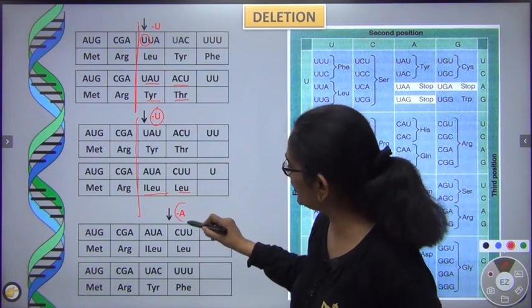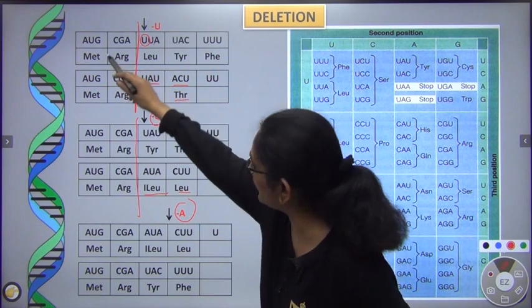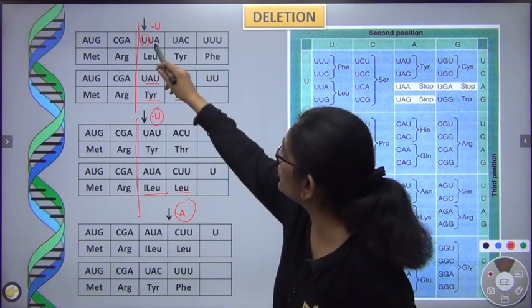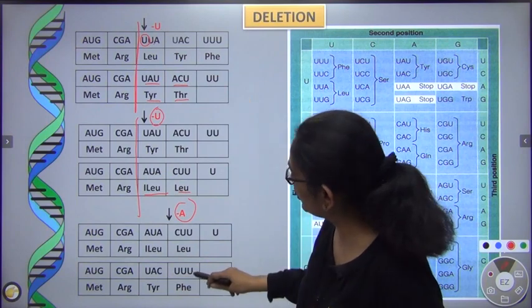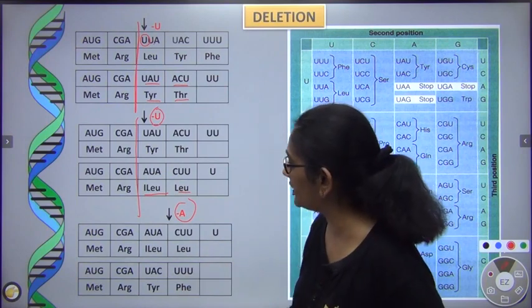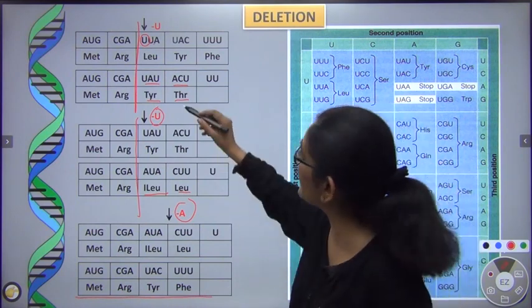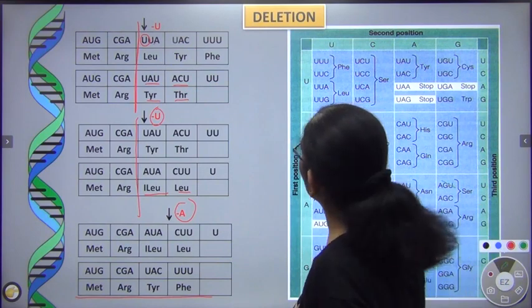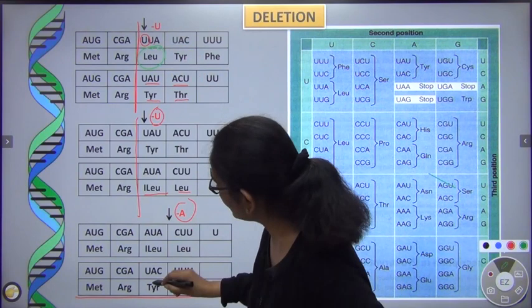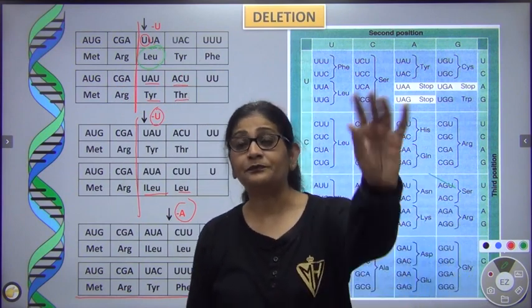Now I have to remove the third one as well, this one A. The moment I remove the third one, now what does it become? It becomes AUG, CGA, UAC, UUU. You can also compare it from here, such that the corresponding amino acids remain same except one amino acid over here is missing. This amino acid is missing. All other amino acids are same, right?